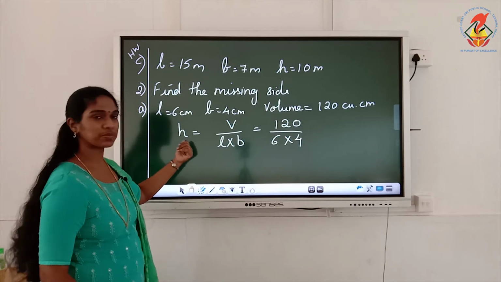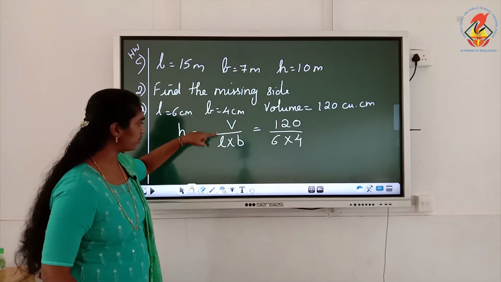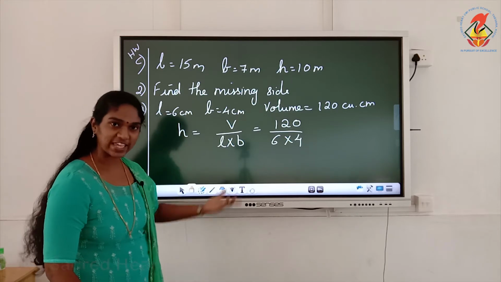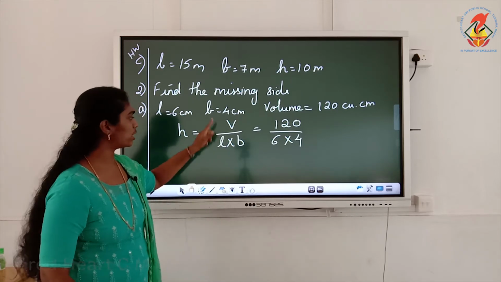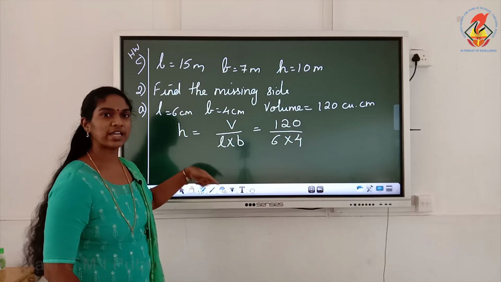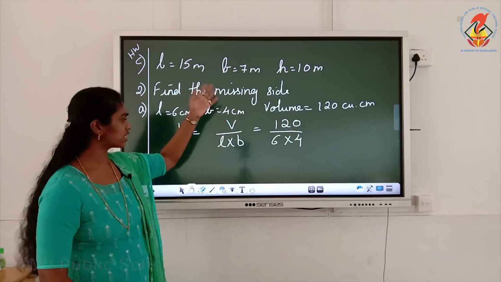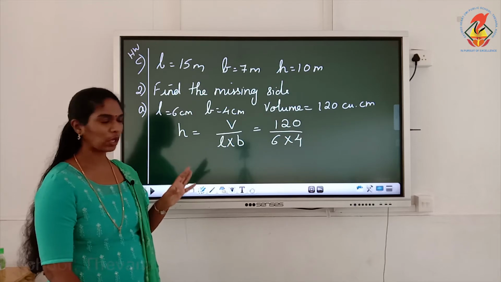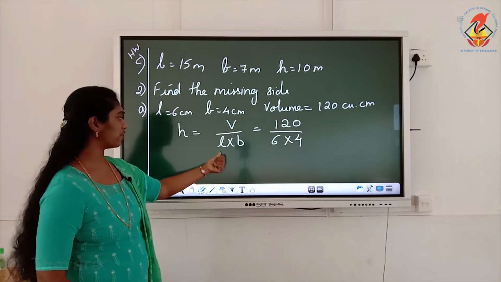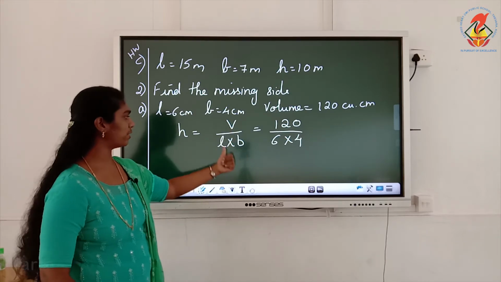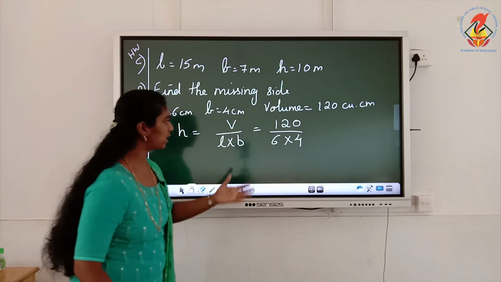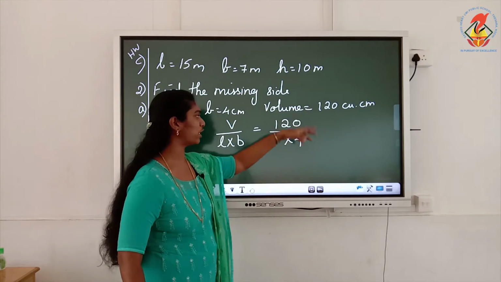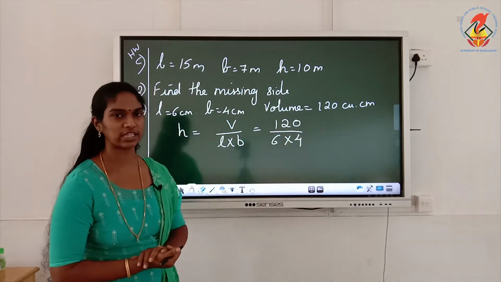If the breadth is missing, what will you do? Volume divided by length into height. If the length is missing, what will you write? Volume divided by height into breadth. What is given to you? Put it in the denominator and multiply. That's all. Okay. So here length and breadth are given, so L into B. Volume divided by length into breadth. Here you can multiply 6 into 4, you get 24. You can write 120 divided by 24, divide and get the answer.